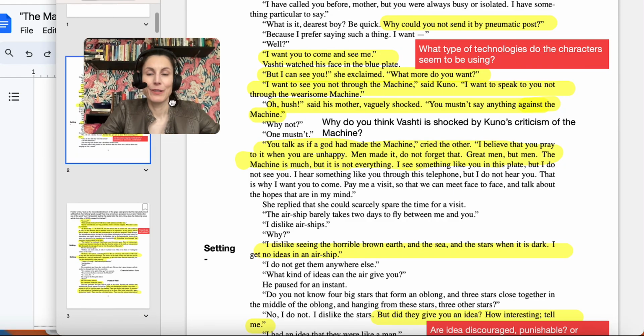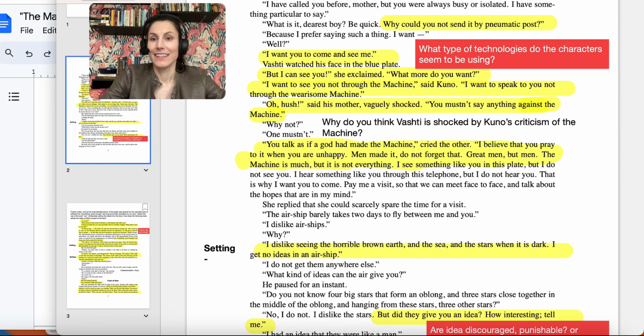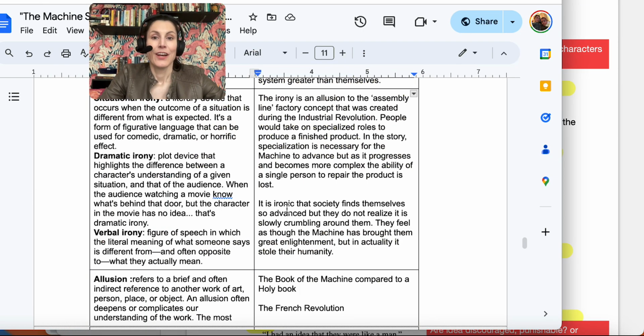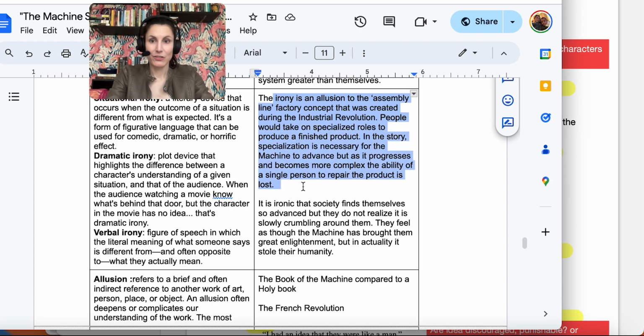So in this lesson, we will identify irony, allusions, theme, and we will come up with an allegory. So for the irony, now it's important to know some historical context.